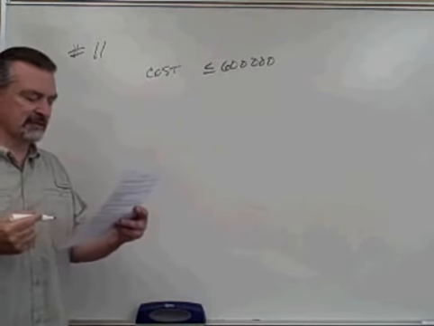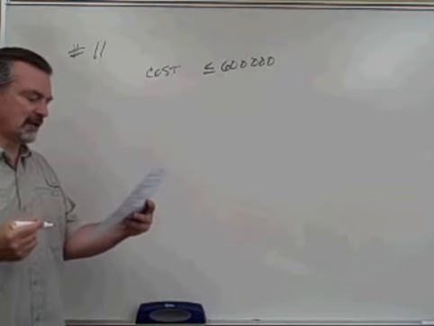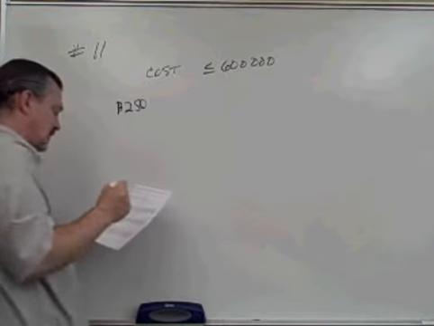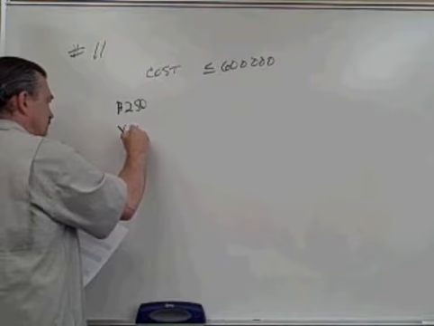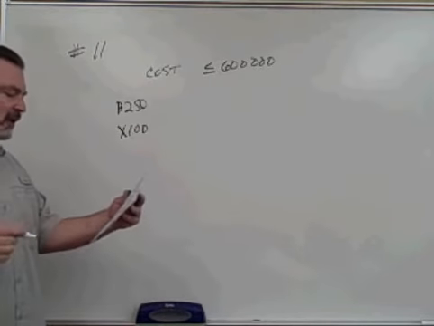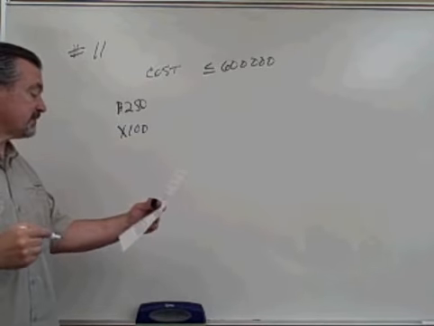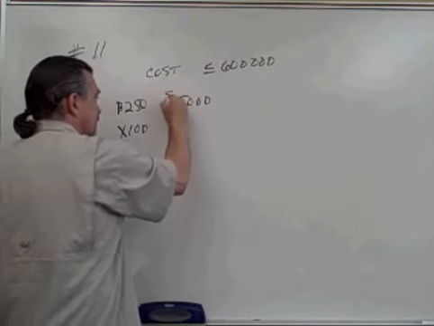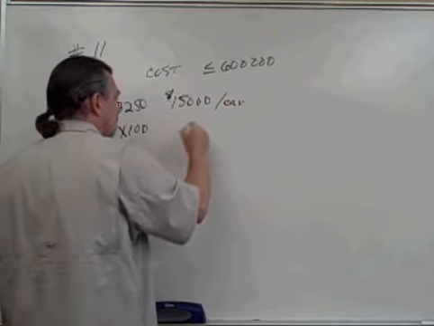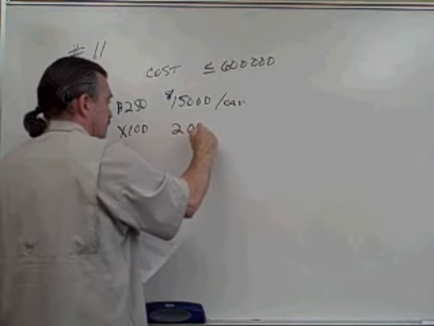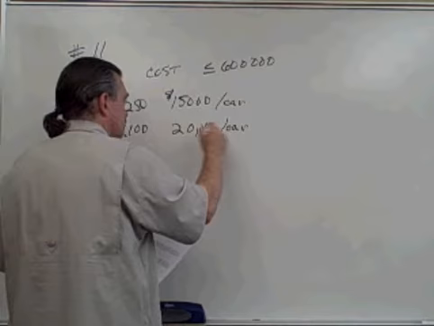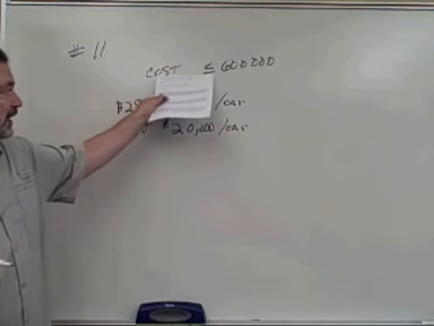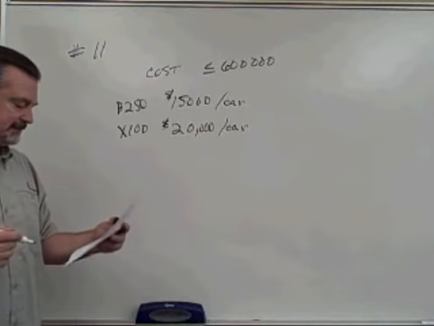A city has $600,000 to purchase cars. Two models, the B250 and the X100, I wonder who makes those, are under consideration, costing $15,000 and $25,000 respectively. Looks like those figures are going to enter into my constraint here for cost, aren't they?